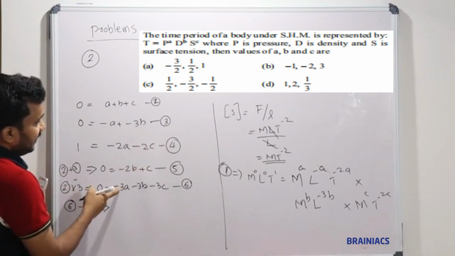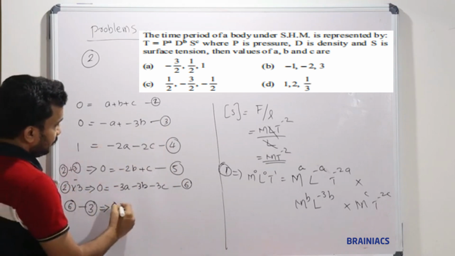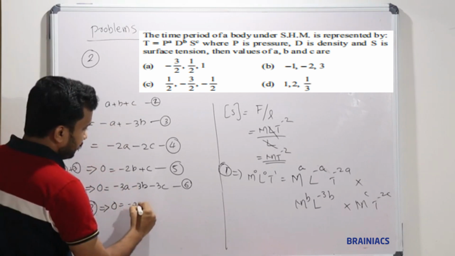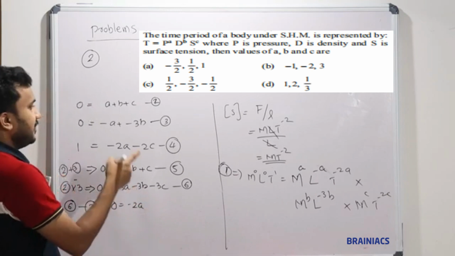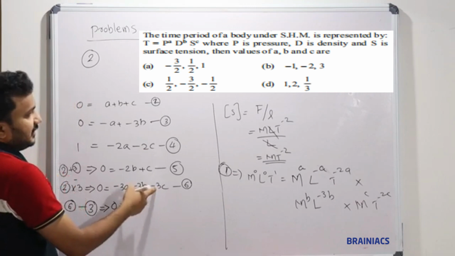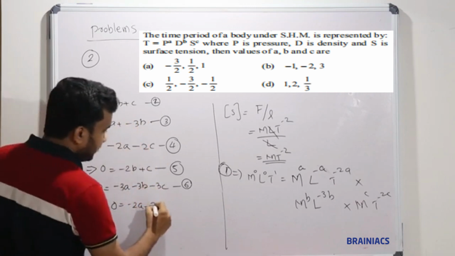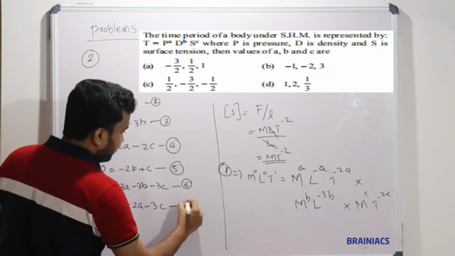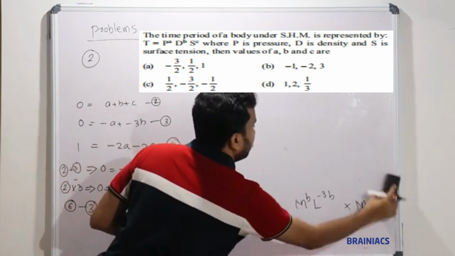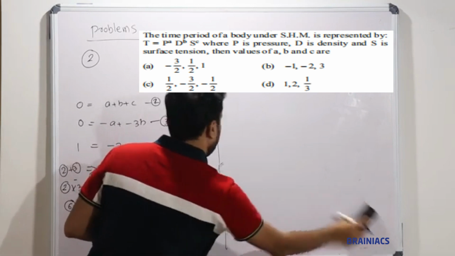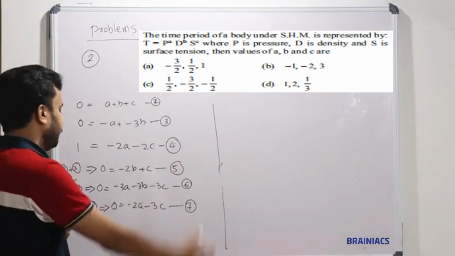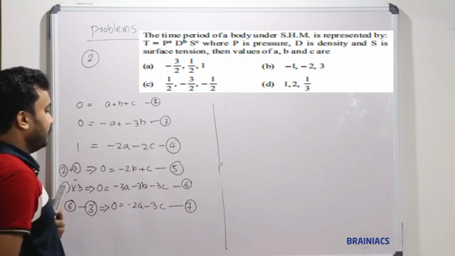So LHS is 0 equal to minus 3A minus minus A, so it is minus 2A. Minus 3B minus minus 3B, so it is 0B. And minus 3C, equal to equation number 7. Okay, so let's move further forward. This is my method. You can follow any method, but finally we need to get the value of A and C.